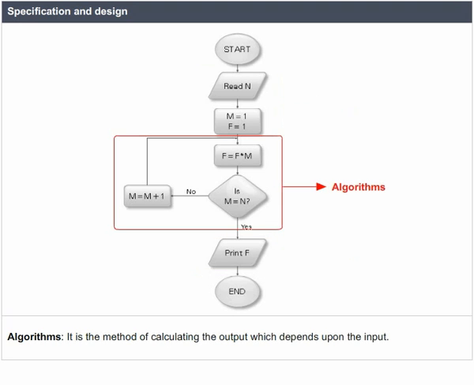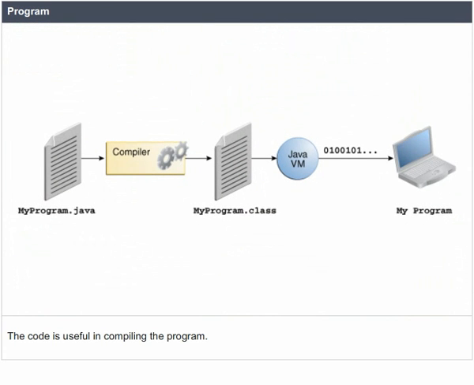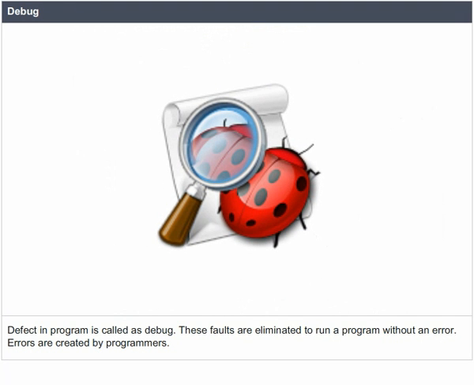Program. Programmers use the specification to write the program code. The code is useful in compiling the program. Future maintenance, code reliability, and documentation are very important for the program. Debug. A defect in a program is called a bug. These faults are eliminated to run the program without errors. Errors are created by programmers.